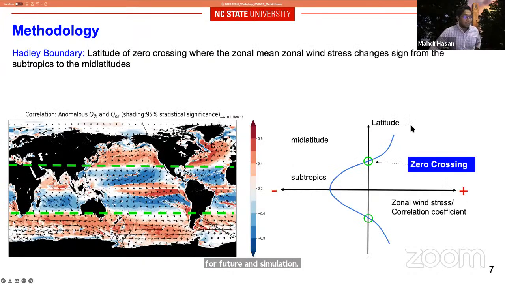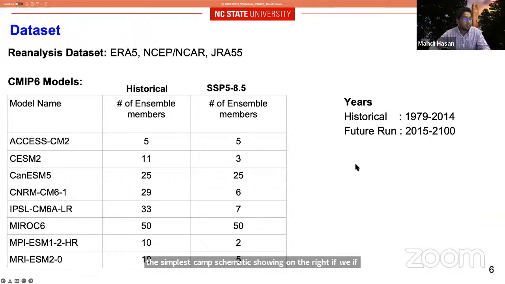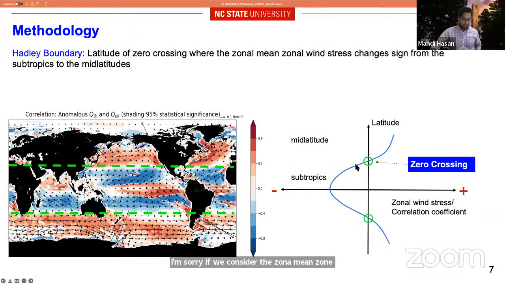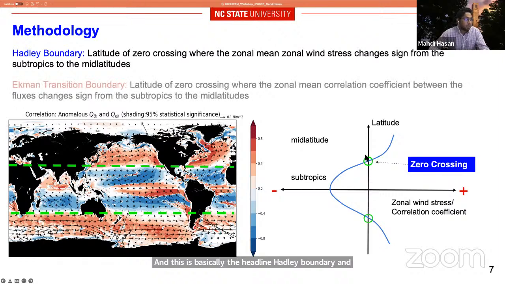So how did we calculate the Hadley boundary? We noticed that from subtropic to mid-latitude, the prevailing surface wind changed from easterly to westerly wind. If we take a look at the simple schematic showing on the right, if we consider the zonal wind stress, it changes sign from subtropic to mid-latitude. And we grab the zero crossing where it changes sign. And this is basically the Hadley boundary. Similarly, for the Ekman transition boundary, we look at the latitude of zero crossing where the zonal mean correlation between the fluxes changes sign from negative to positive.